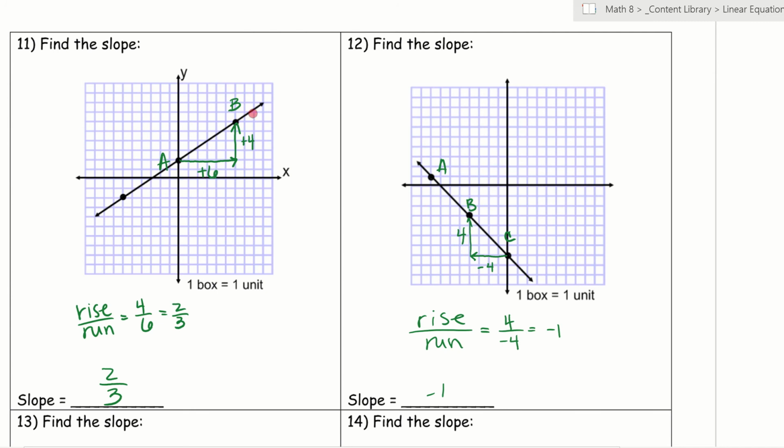I did rise over run for the graph. You don't have to. You can use m equals y2 minus y1 over x2 minus x1. I just like rise over run for this. But you cannot combine them, okay? So the slope for 11 is 2/3. The slope for 12 is negative 1.